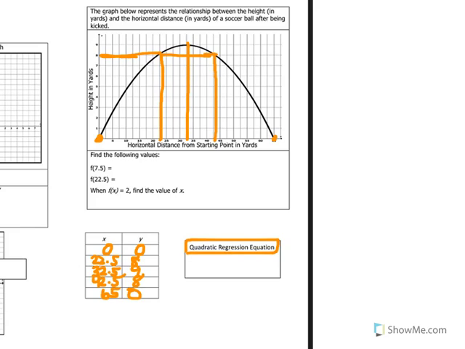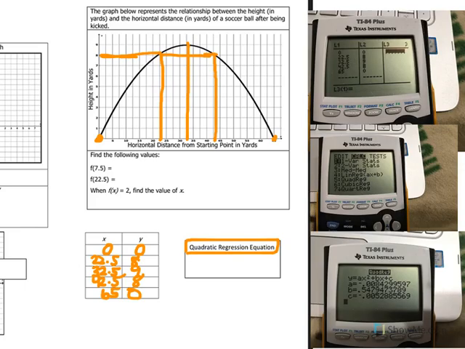Now that we have those points, let's use our calculator to get an equation. I have a series of 3 pictures of my calculator. Here's where we went to Stat, Edit, and I put in our points, our perfect points. Then we used Stat and arrowed over to Calculate, and we're going to pick number 5, Quadratic Regression, and continue to hit Enter until we get our quadratic equation.